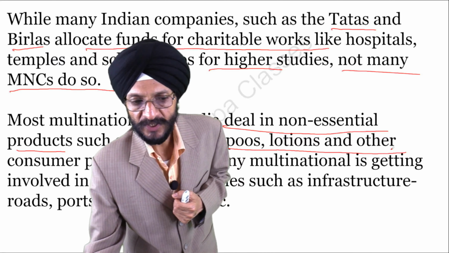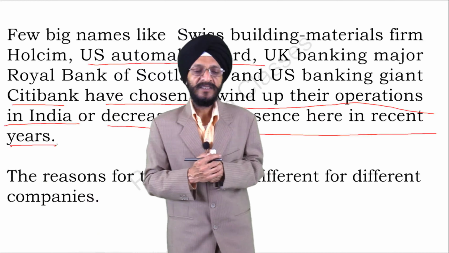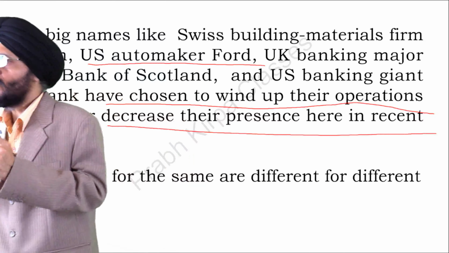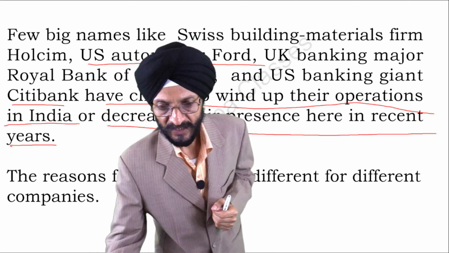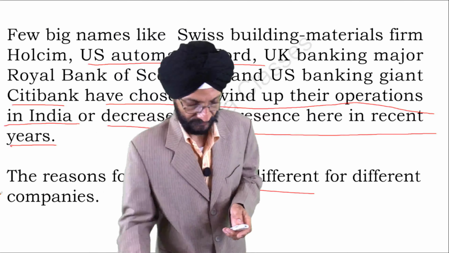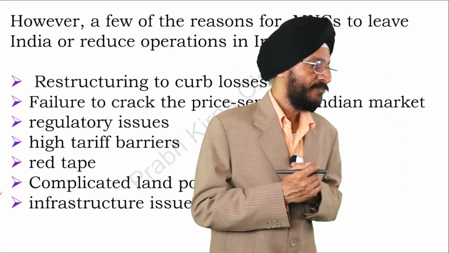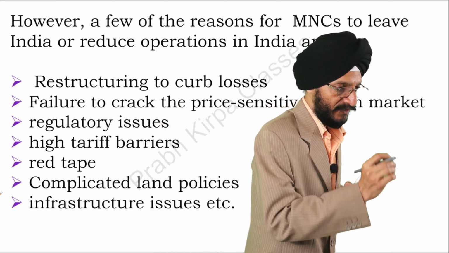Few big names like Swiss building materials firm Holcim, US automaker Ford, UK banking major Royal Bank of Scotland, and US banking giant Citibank have chosen to wind up their operations in India, or decrease their presence in India in recent times. The reasons for them to reduce or close their operations in India are different for different companies. However, a few reasons for the MNCs to leave India or reduce operations in India are as follows.